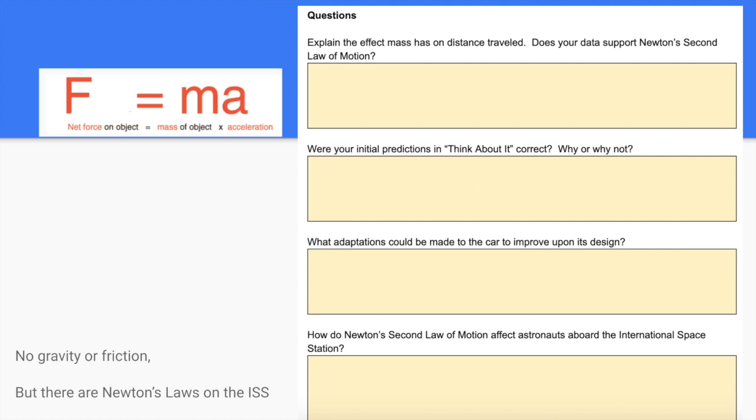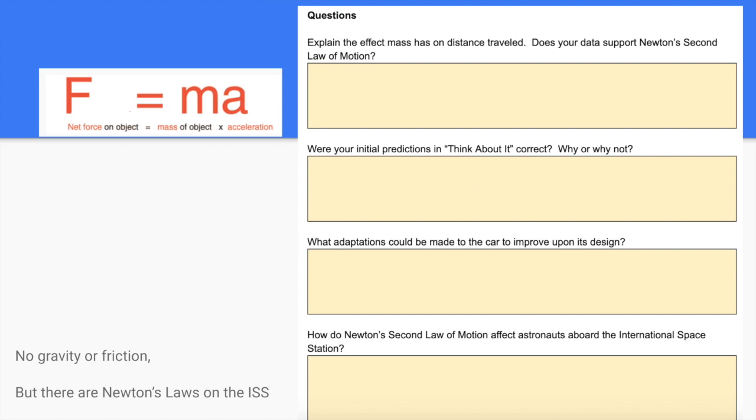So skipping a couple of those questions and moving to the last question. There were a bunch of different answers of how did Newton's second law of motion affect astronauts aboard the International Space Station. There were a couple of things that you could have said. One thing is that, remember, there's not a lot of gravity, and so there's not a lot of friction. So when you push on an object with a little bit of force, it actually goes quite quickly, just like we saw with the chapstick.